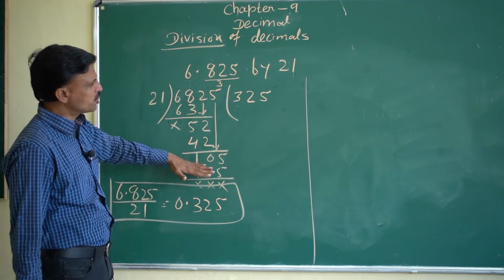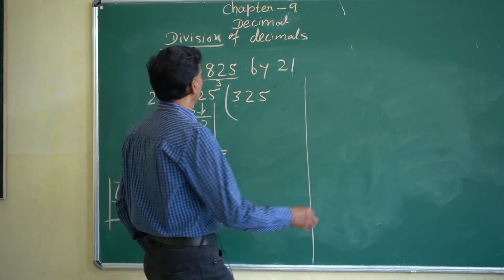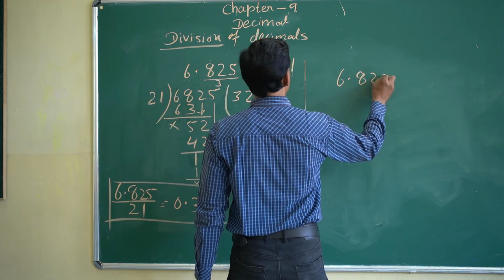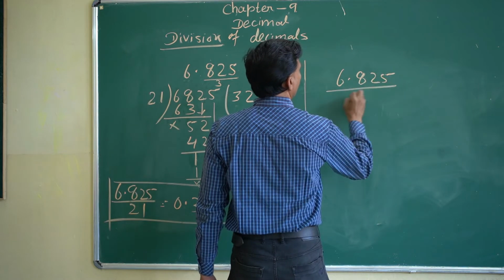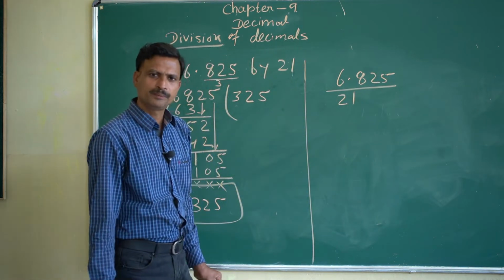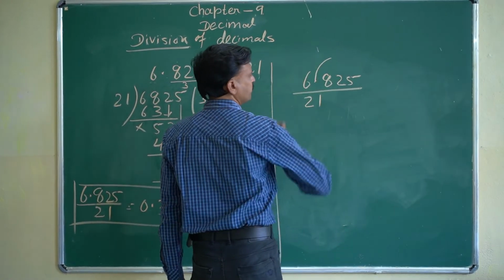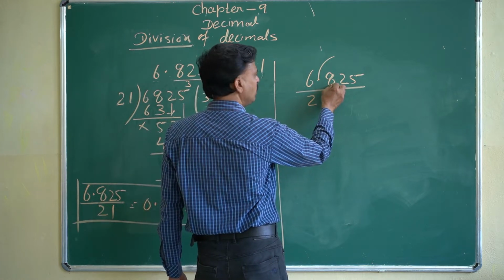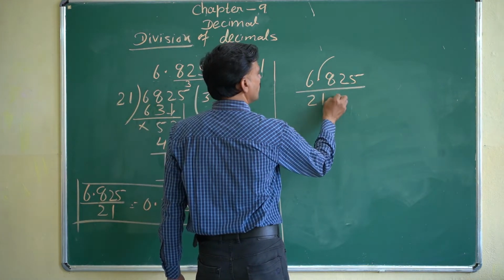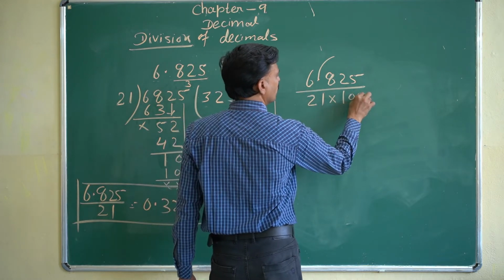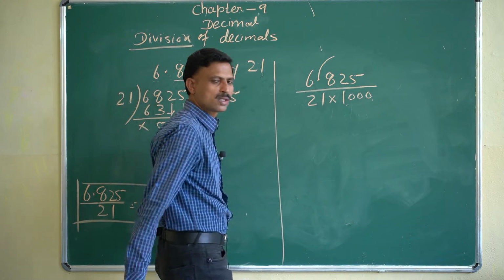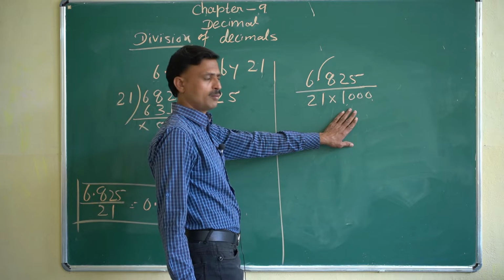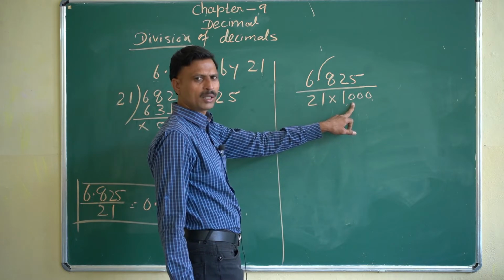Now the same question you can do in this way also. Whatever you like, you can do. We are dividing 6.825 by 21. Then you remove the decimal. Since we are removing the decimal, how many digits are there after the decimal? 1, 2, 3. So 3 zeros will come in the denominator, which means 1000 will come in the denominator, because we have removed the decimal.